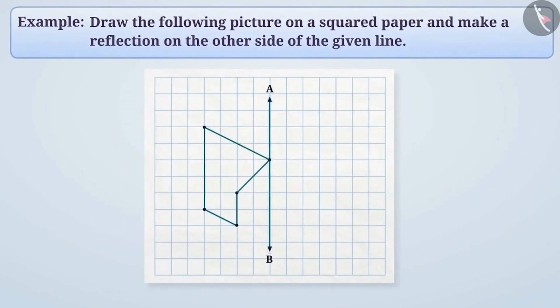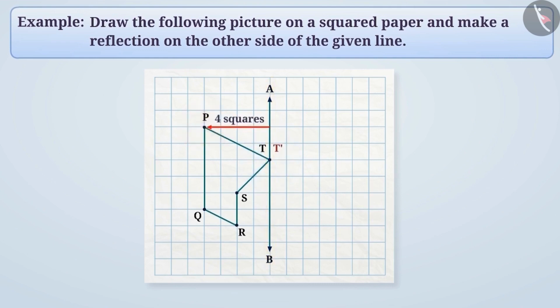For our convenience, let's name multiple points in the figure. Here, we see that the T lies on the mirror line, so tell us where will its reflection be? Think a little. Absolutely correct. Its reflection will be on the mirror line. Let us mark this with T prime.